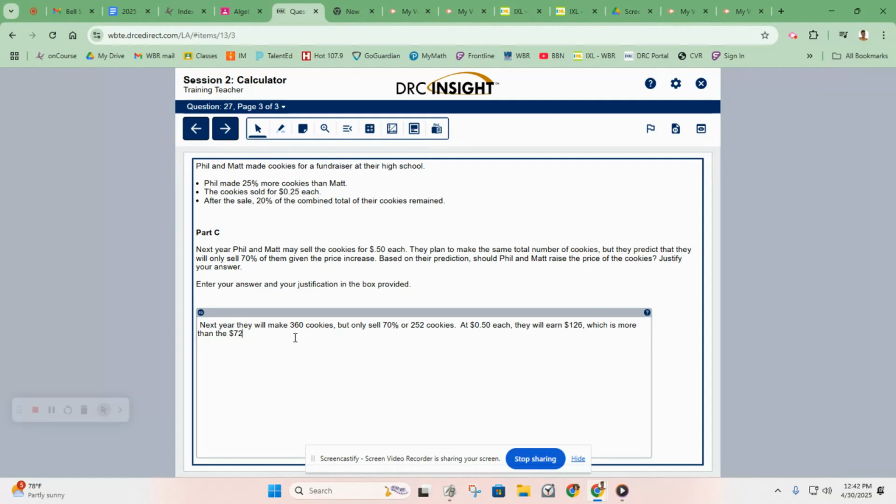Was it $72 they made? Yeah, $72 they made this year. So, should they do this? Yes, they should raise the price. So yes, they should increase the price.